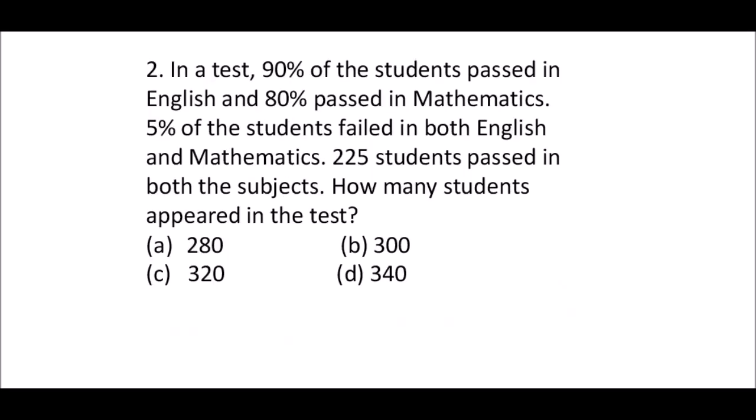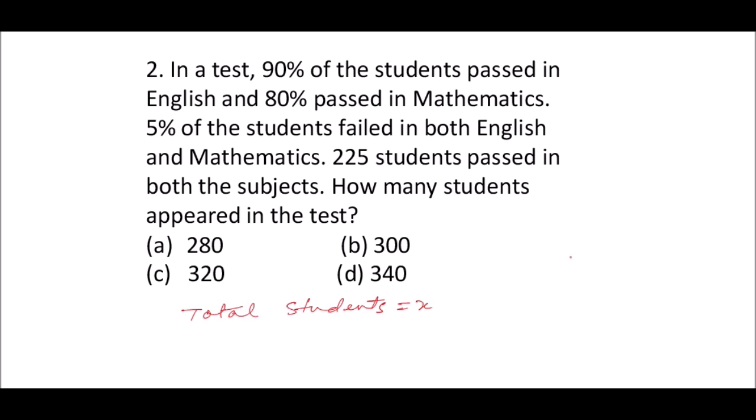In a test, 90% of the students passed in English, 80% passed in mathematics, 5% of students failed in both English and mathematics, and 225 students passed in both the subjects. How many students appeared in the test? Let us consider the total number of students appeared is x, and we will solve this problem with set theory.